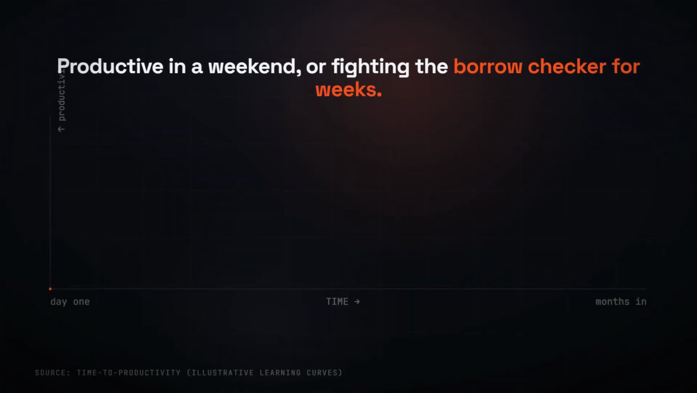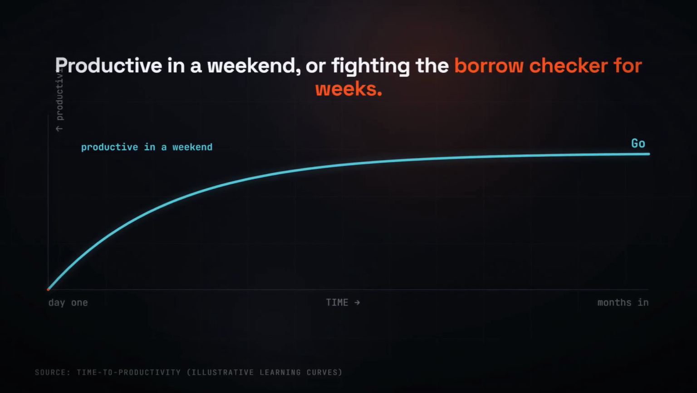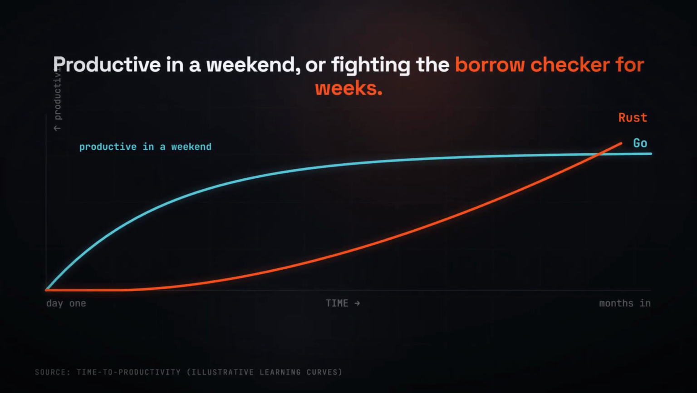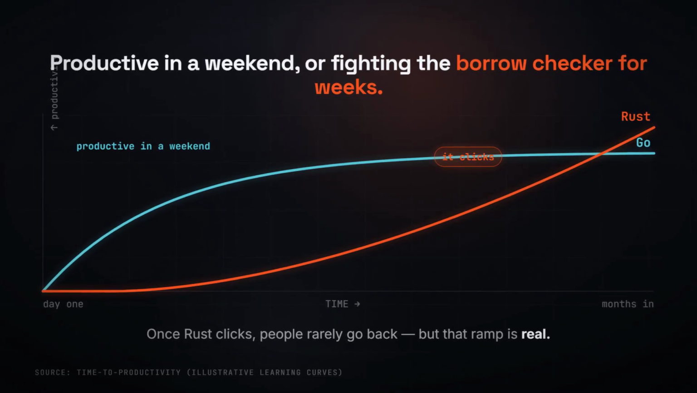And the learning curves could not be more different. With Go, a decent developer is productive in a weekend. There just is not much to memorize. With Rust, you fight the borrow checker for weeks before it finally clicks. Once it does, people rarely go back. But that ramp is real, and for a team on a deadline, it matters.